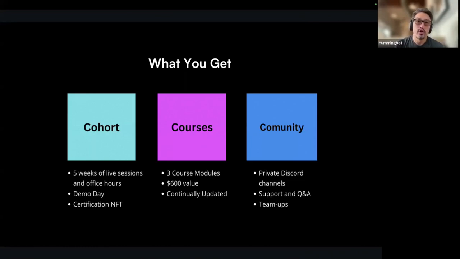The way we structure the offerings is that people who buy the cohort get automatic access to the courses and to the Discord community. It's a private channel where you can converse with other people in Botcamp and get support. Currently, the courses are standalone offerings as well. However, we're also going to give access to the Discord channels to the people who buy the courses as well. So in summary, if you buy the cohort, you get all three. If you buy the course, you get courses and community.